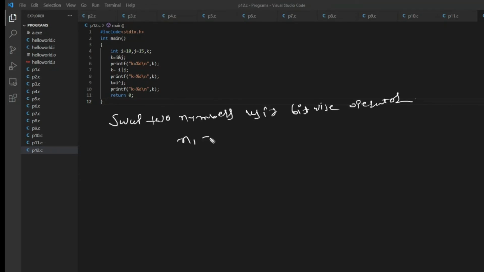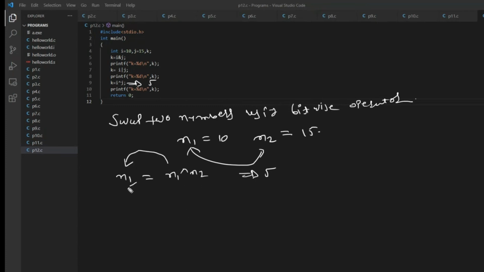Next, one more method to swap two numbers using the bitwise operator. Suppose I have two numbers, n1 is equal to 10 and n2 is equal to 15. I have to swap both using the bitwise operator. Suppose you do XOR of both 10 and 15. What output do we get here? 5. n1 is equal to n1 XOR n2. What is my output here? 5. So 5 will be stored into n1. So my n1 now becomes 5 and n2 is equal to 15.